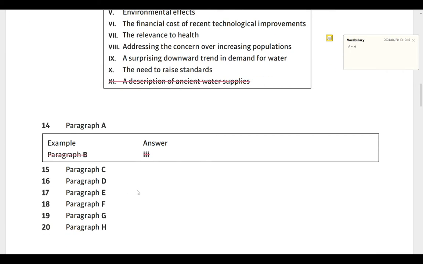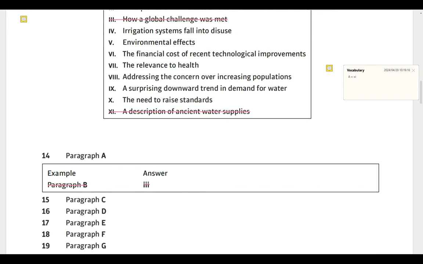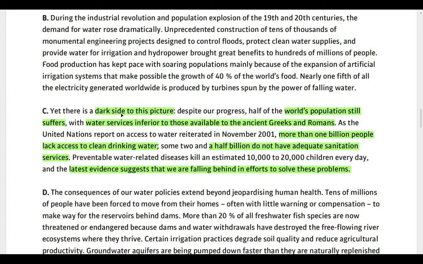All right, so paragraph C. Paragraph C is basically providing information on how people are suffering, or the reason people are suffering. The reason is that more than 1 billion people lack access to clean drinking water, and another half a billion don't have normal sanitation service. And the evidence and research say that people are falling behind in solving these problems.